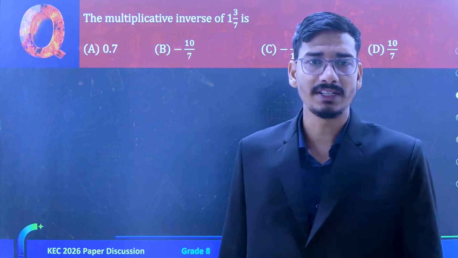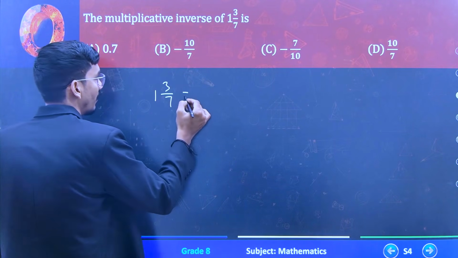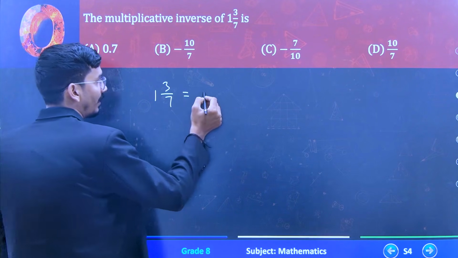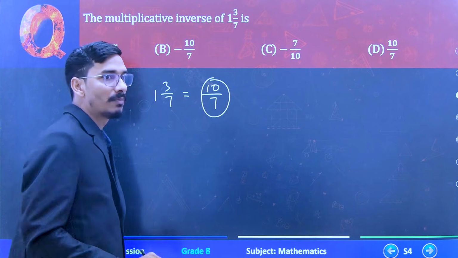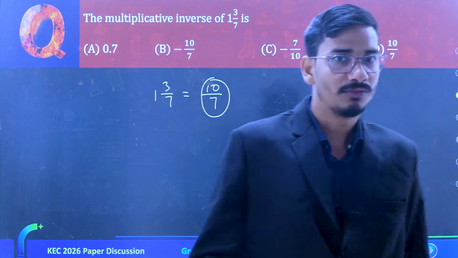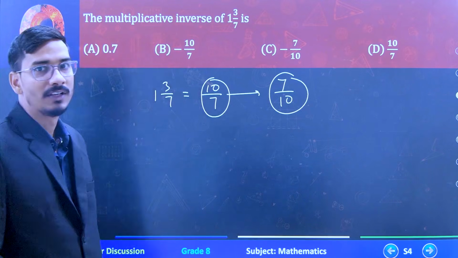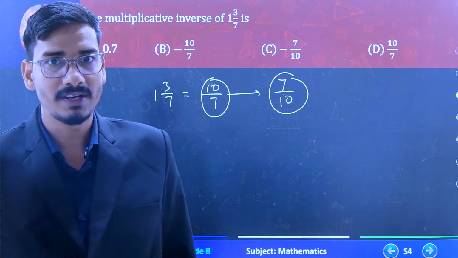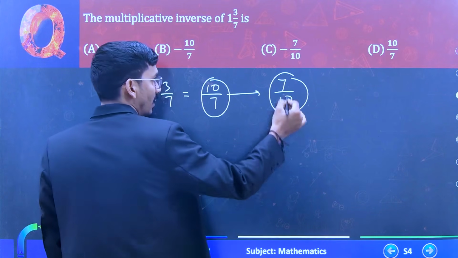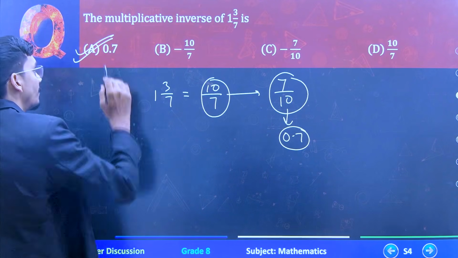Multiplicative inverse of one integer 3 by 7. First of all, try to make it into fraction form. So 7 plus 3, 10 by 7. We have to find the multiplicative inverse of 10 by 7. It is nothing but the reciprocal of this number, that is 7 by 10. So 7 by 10 is the multiplicative inverse of one integer 3 by 7. Which option, beta? If you see, 7 by 10 is nothing but 0.7. So according to the options, option A is correct.